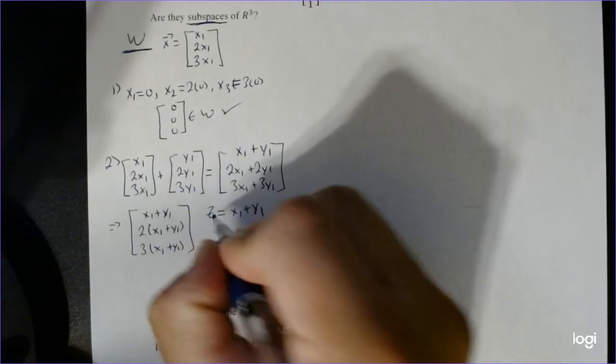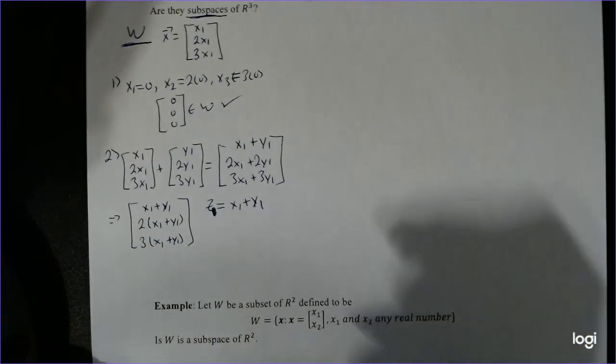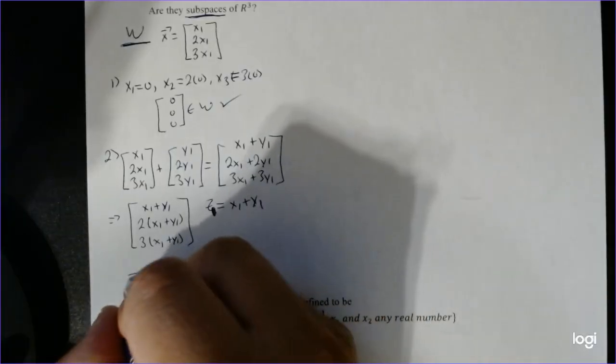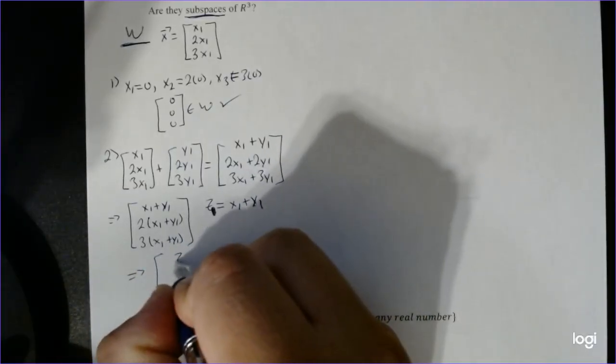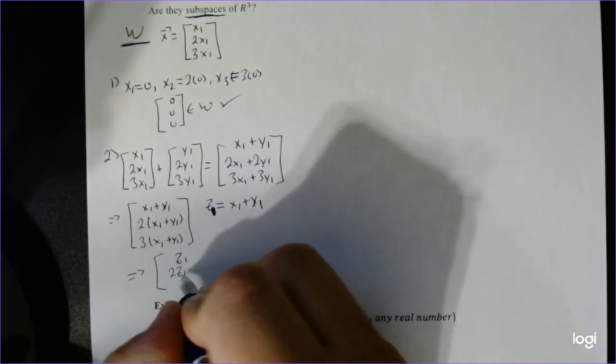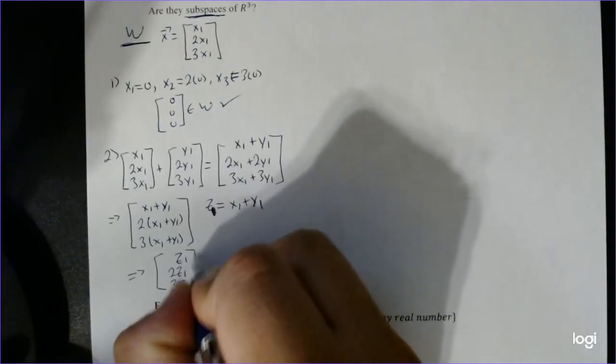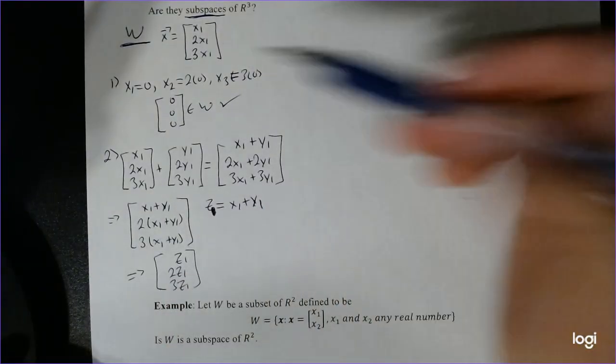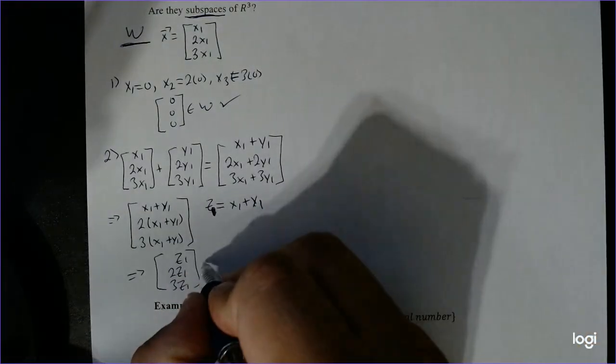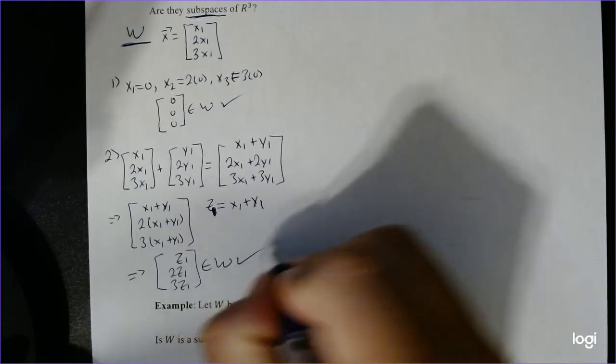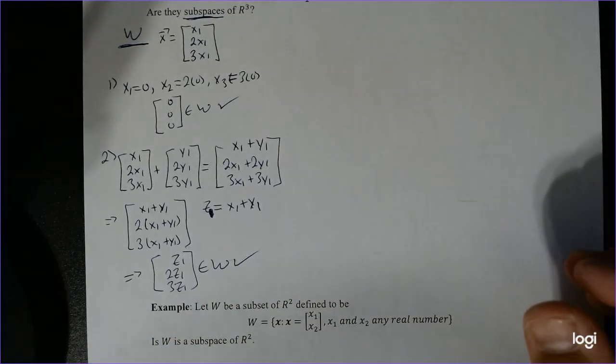Oh, I guess I have to call it z1 to use the proper way. So if I rewrite this, this now becomes z1, 2z1, 3z1, which follows the exact same template as a vector, which means it does contain vector addition.